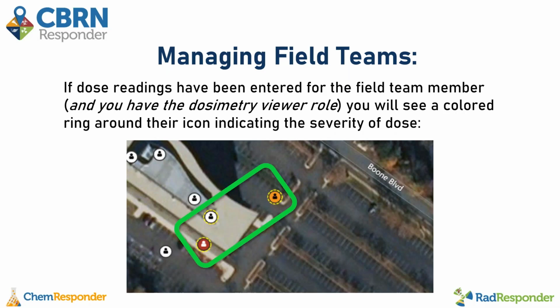And just as a note, the color of the responder icon does not represent the severity of the readings. So here you're seeing orange and red. Those are the field team colors, not the severity of their dose. If field team members have recorded dose readings, then you'll see a separate colored circle around the icon.